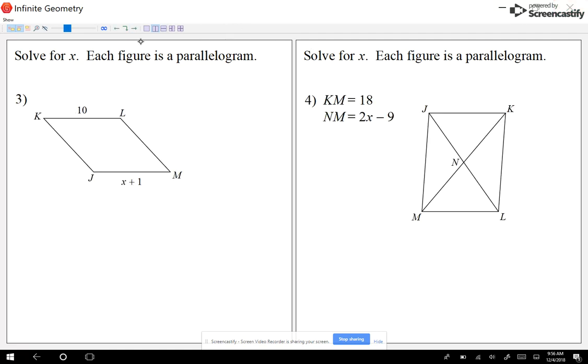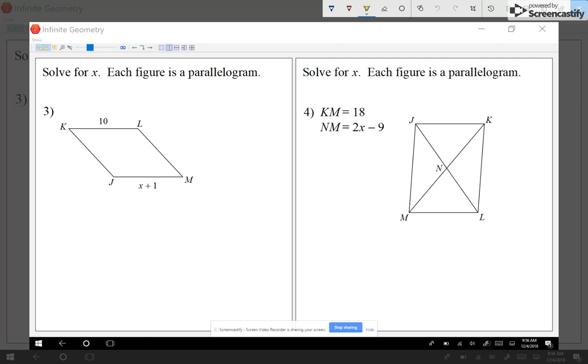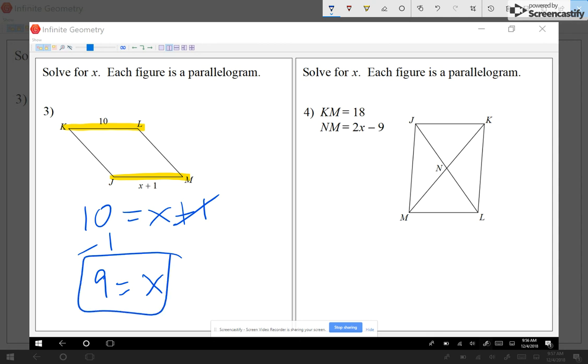Now, looking at my example 3, when it comes to the sides, opposite sides, and I'm looking at KL and JM. Opposite sides, kind of like opposite angles, they equal each other. So here I have that 10 is equal to x plus 1. All right. Subtract 1 from each side. X in this case is 9. Opposite sides are equal.